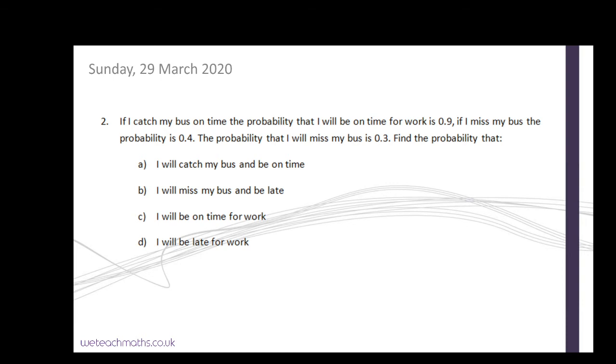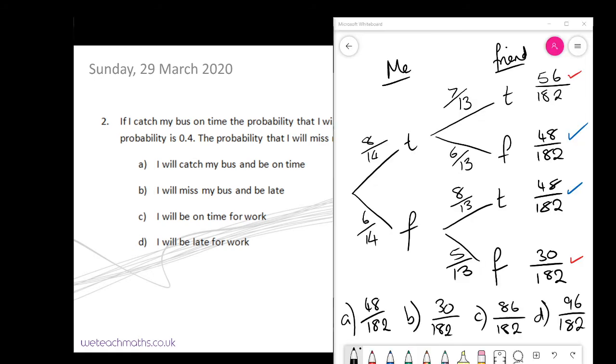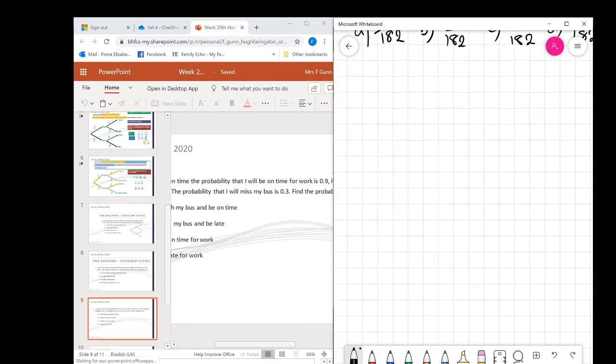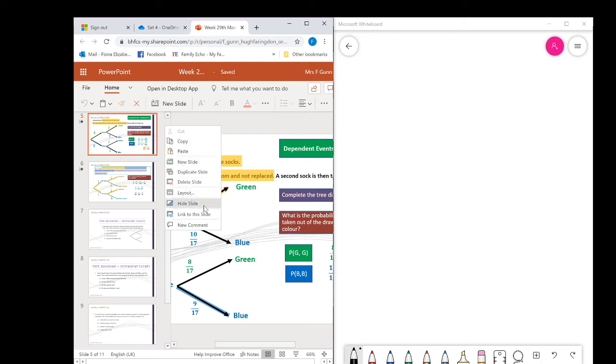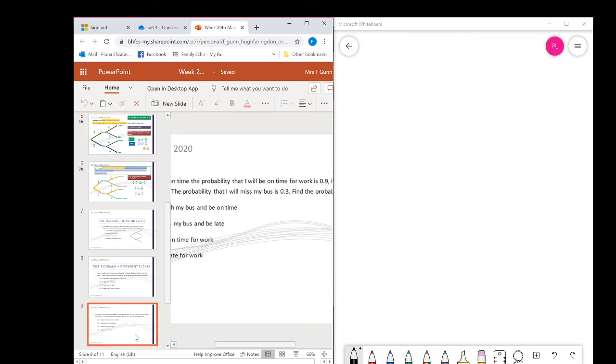Right, question 2. If I catch my bus on time, the probability that I will be on time for work is 0.9. If I miss my bus, the probability is 0.4. The probability I will miss my bus is 0.3. Find the probability that... Okay, so I'm going to ask you to pause the video. You try it yourself. Okay, so hopefully you've tried that yourself. Let's go on here.